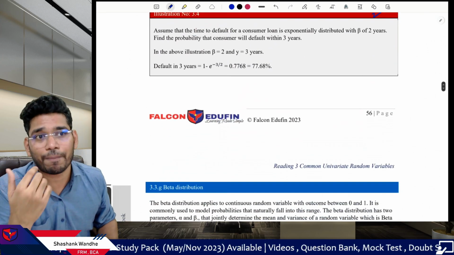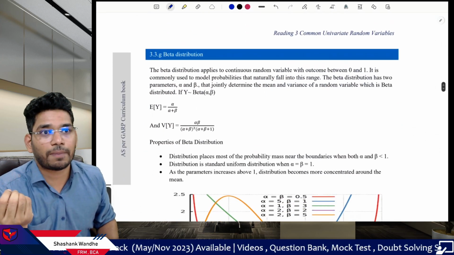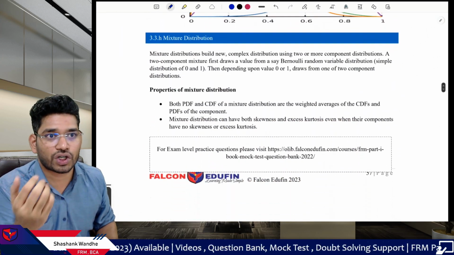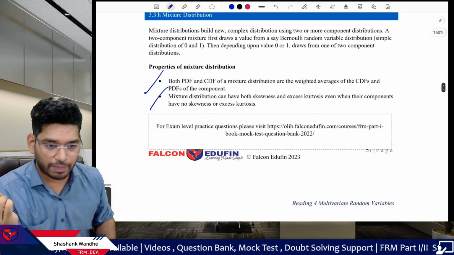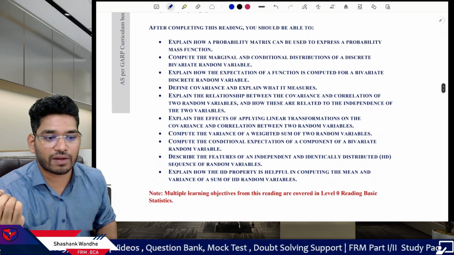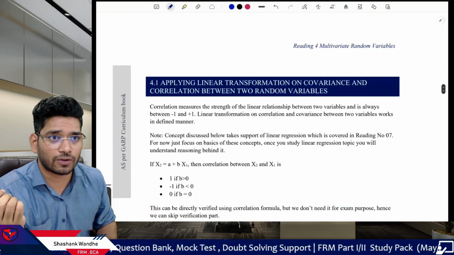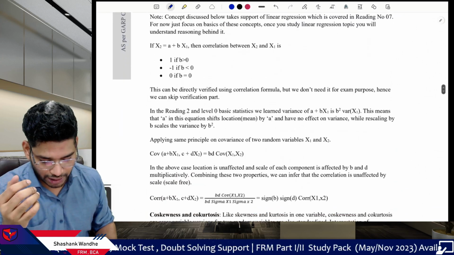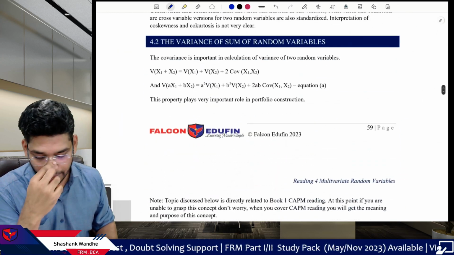Solve this illustration. GARP might ask you a question on this illustration. Then the beta distribution, again, understand the basic properties, not numerically testable. Mixture distribution. Properties: understand and remember. Then we have the multivariate random variable discussion, reading number 4. In this reading number 4, the most important area of this reading, you should understand, know and remember all these things.